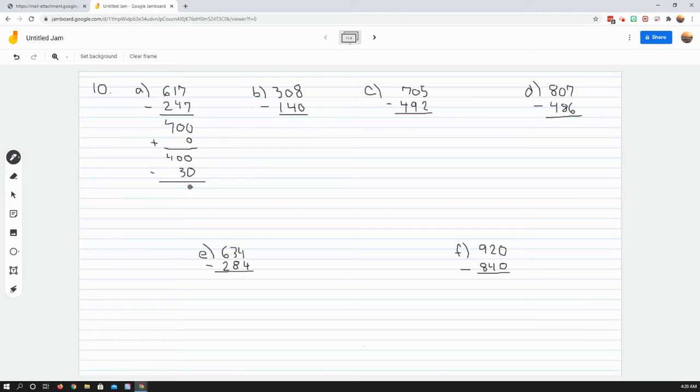So 0 minus 0, it's still 0. Can I take away 3 from a 0? No, so that means that I have to borrow a 10. So he's no longer going to be 4. Now he's going to be 3. And this guy is going to be a 10. So if I have 10 and I take away 3, I'm going to be left with 7. And then I'm going to drop that 3 because I'm not subtracting anything. So the answer is going to be 370.